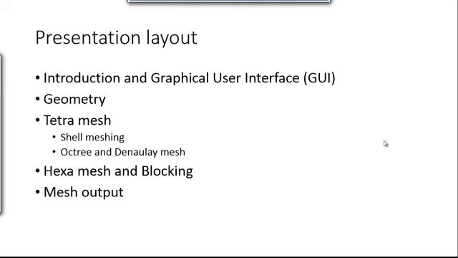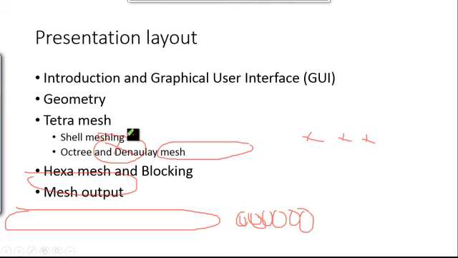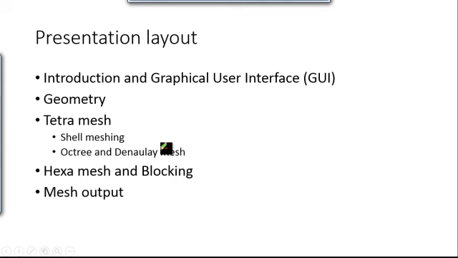In the first section we will cover the general introduction of the ICEM CFD and its working and the graphical user interface. In the second lecture, we will cover geometry, how to import it, how to create the different geometrical entities like points, curves and surfaces. Then the tetra mesh, where we will cover the shell meshing or the surface mesh, and then the volume mesh using the octree and the Delaunay mesh method.